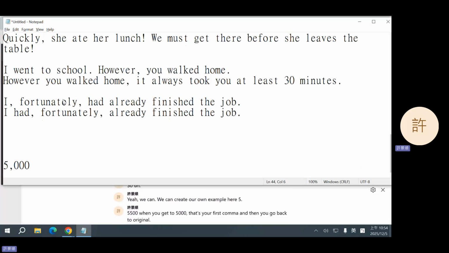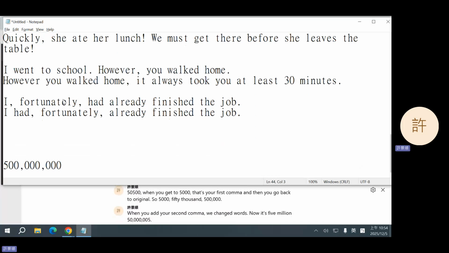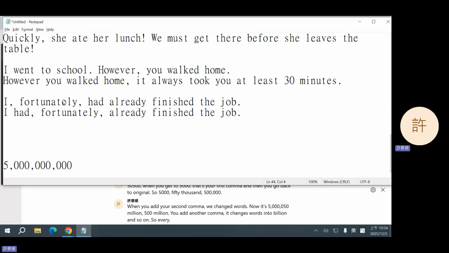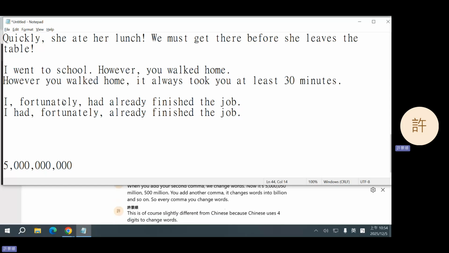So 5,000, 50,000, 500,000. When you add your second comma, we changed words. Now it's 5 million, 50 million, 500 million. You add another comma, it changes words into billion, and so on. So every comma, you change words. This is, of course, slightly different from Chinese because Chinese uses 4 digits to change words, right? 1, 然后 yi, 然后 zao.